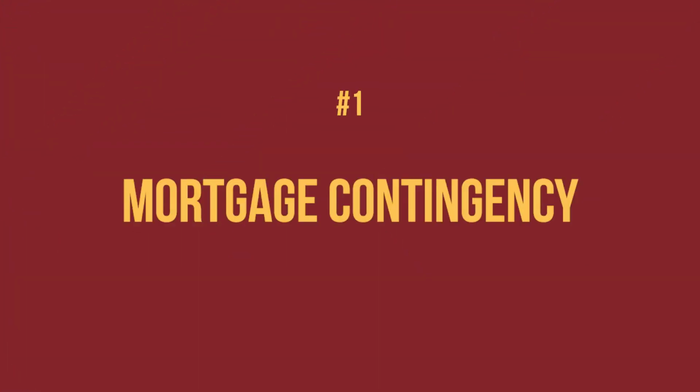The first one is the mortgage contingency. This clause specifies a window of time in which the buyer must obtain financing to purchase the property. If the buyer doesn't secure a loan by that deadline, they can withdraw from the deal without penalty and the seller can put their property back on the market and look for a different buyer.